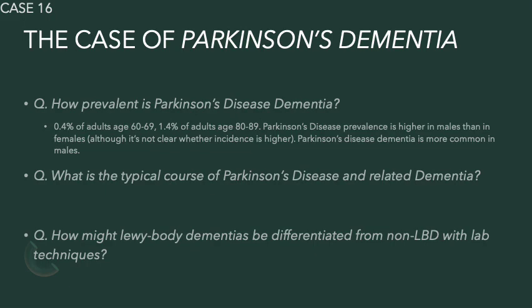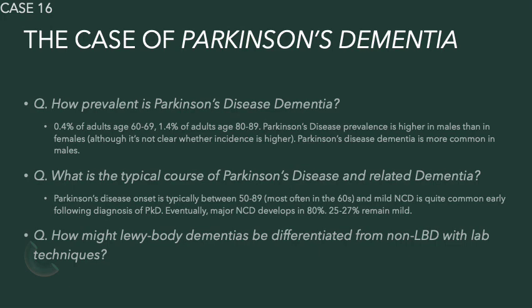What is the typical course of Parkinson's disease and related dementia? Parkinson's disease onset is typically between 50 to 89, most often in the 60s, and mild neurocognitive disorder is quite common early following diagnosis of Parkinson's disease. Eventually, major neurocognitive disorder develops in 80% of patients, while 25 to 27% remain mild.